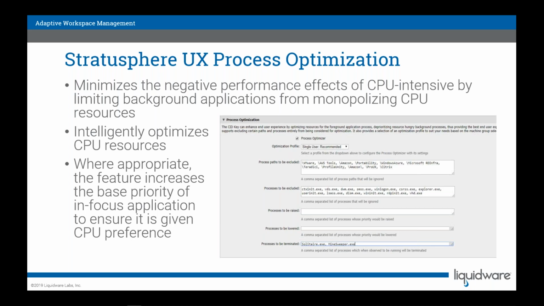Where appropriate, this feature can also increase the base priority of in-focus applications to ensure that those applications are given the resources that they require. So you can include specific applications that are always raised in priority. You can include applications that are always lowered. You can outright kill applications that you don't ever want to run. And I've got Solitaire and Minesweeper here, but maybe it's that Google data collection tool that you just don't ever want to see running that you want to omit here.